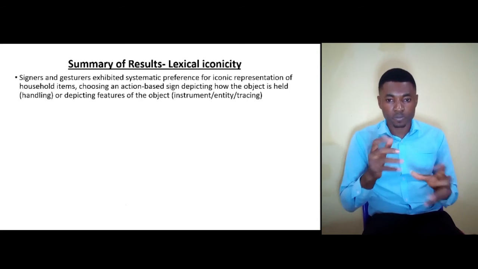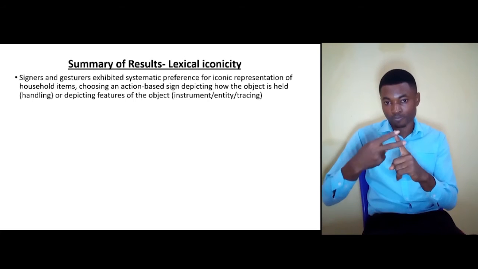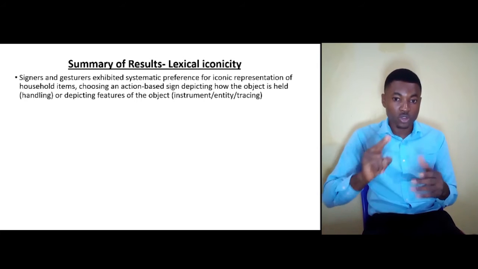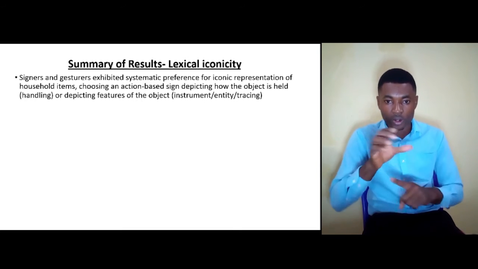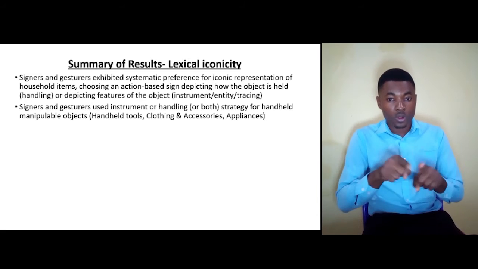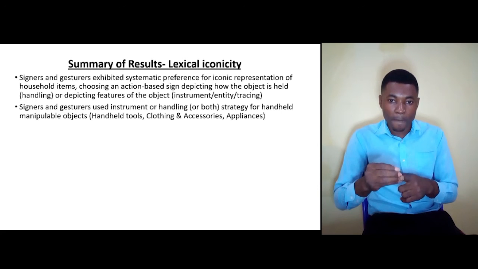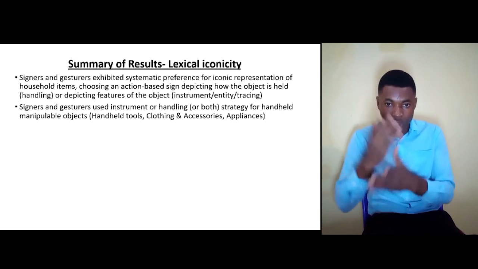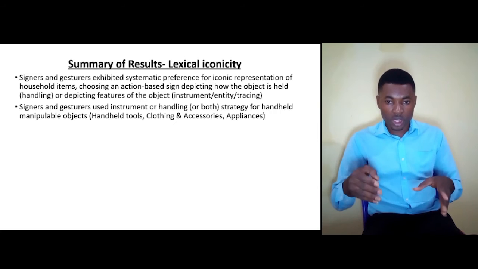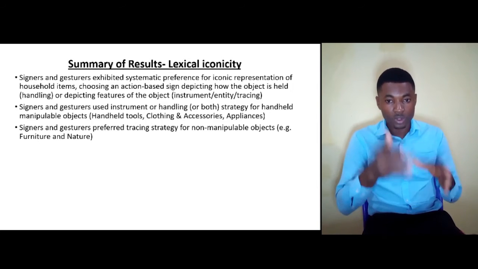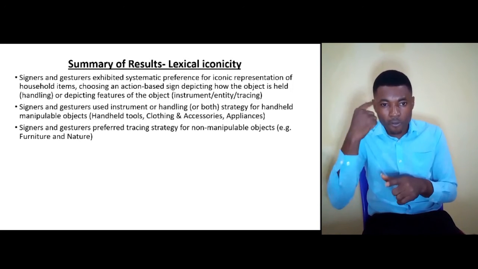In summary, we've identified that both signers and gesturers exhibit systematic preference for iconic representation of household items using an action-based sign which depicts how the object is handled or features of the object. We also identified that signers and gesturers use instrument or handling strategy for both handheld or manipulable objects. So you could see that handheld tools, clothing, accessories, and appliances were mainly handling or instruments or both. And signers and gesturers preferring tracing strategy and even entity depiction for non-manipulable objects like furniture and nature.